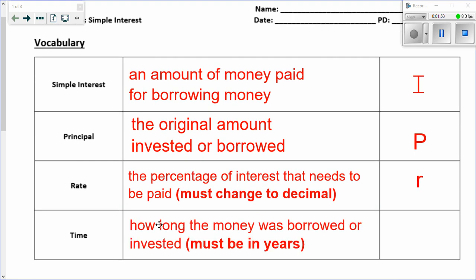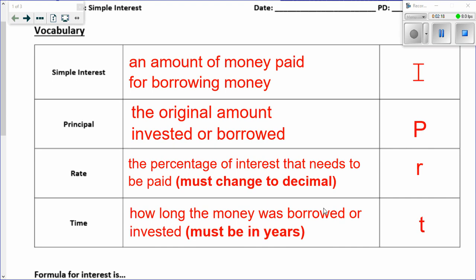Finally, time is how long the money was borrowed or invested for. And just like how long did you let it borrow, so you can figure out how much interest you're earning. This always has to be given in years. Okay, so sometimes a problem might say like, oh, it was over 6 months. We have to change that to years, so that was half of a year, 0.5 years. Okay, and we use T for time.